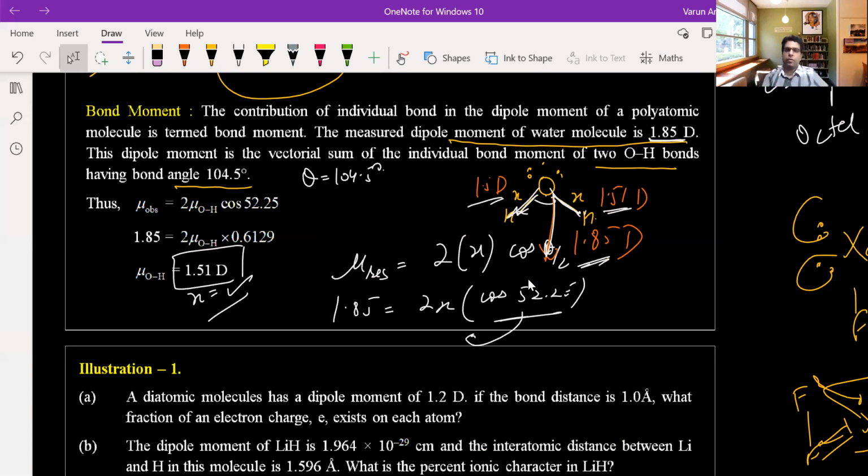And what will be the direction of the resultant? Angle bisector. So it will be the angle bisector direction.